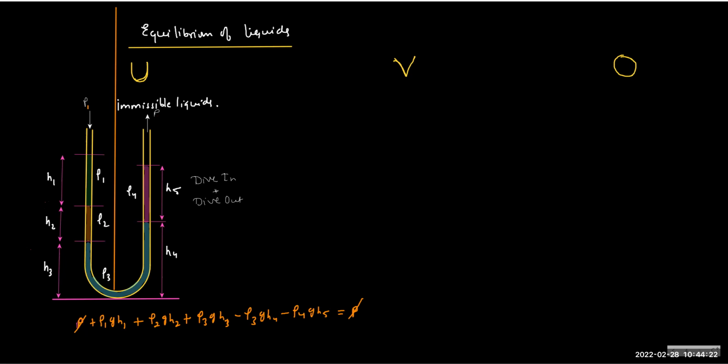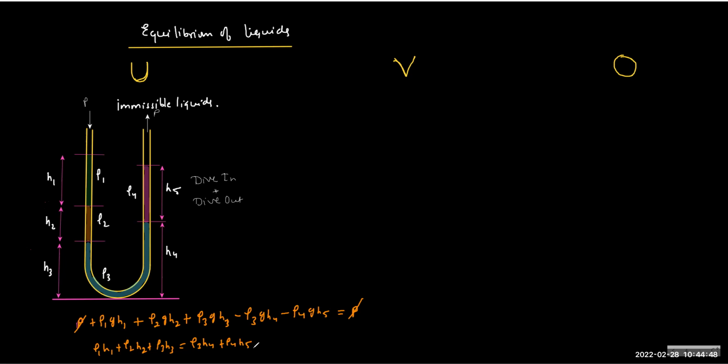So that is why this is how I write. But as of now we can keep it simple. And G will also cancel out. So you can simply write rho 1 H1 plus rho 2 H2 plus rho 3 H3 equals rho 3 H4 plus rho 4 H5. Correct.